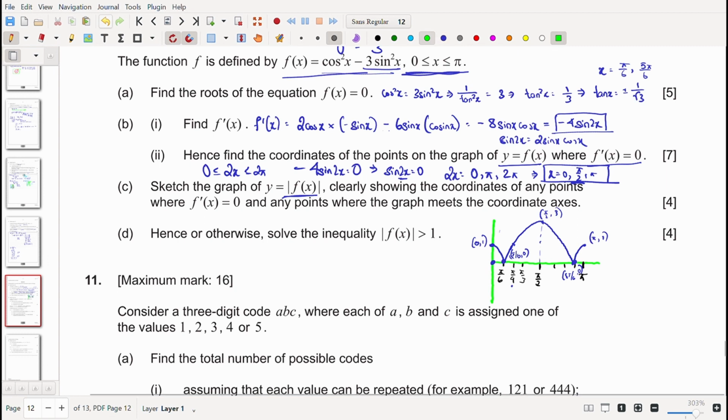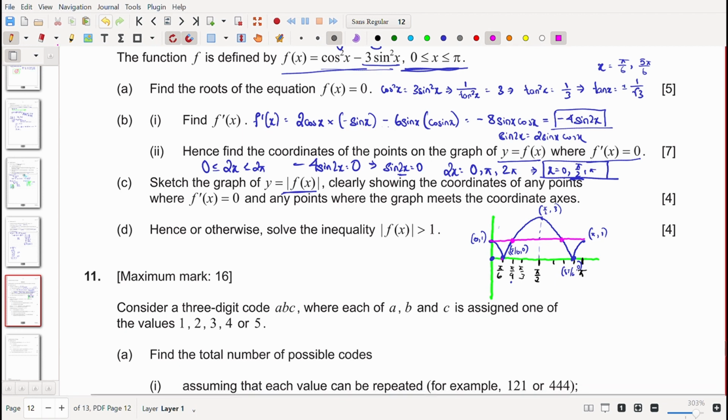And now we're asked in part D to solve the inequality mod f of x is greater than 1. So I will use pink for this, and we'll draw a straight line where y is equal to 1. See that from 0 to pi by 6 it's less than 1, and from pi by 6 to pi by 4 right here it's less than 1. But from pi by 4 up to 3 pi by 4 it is greater than 1. So pi by 4 comma 1 and 3 pi by 4 comma 1.